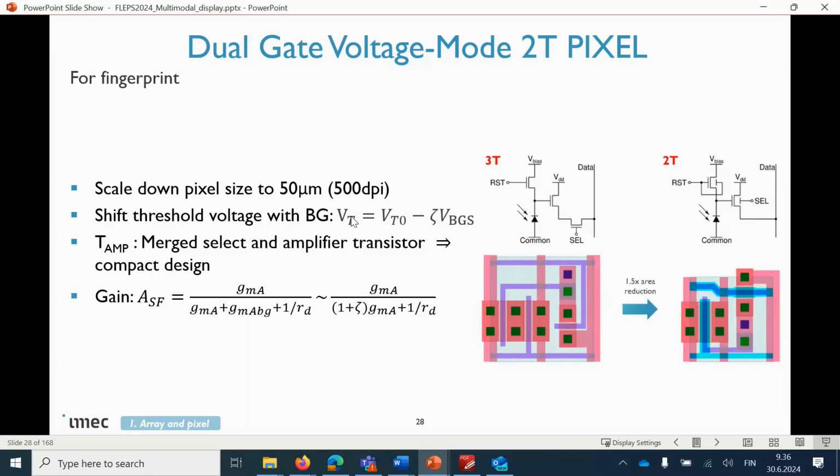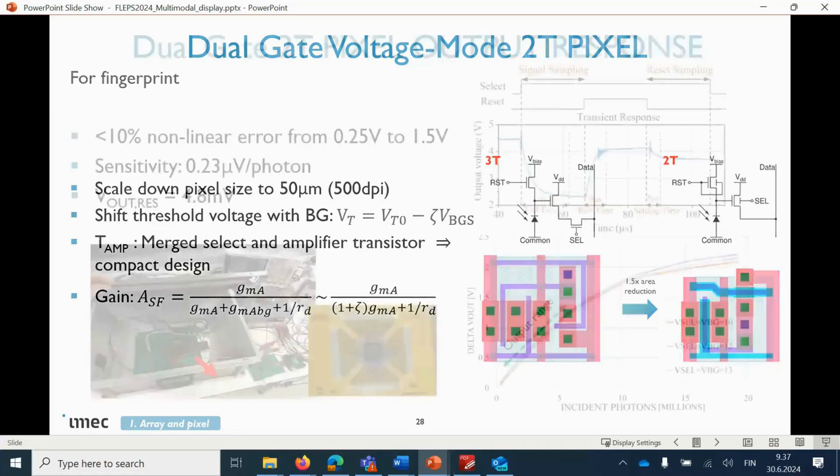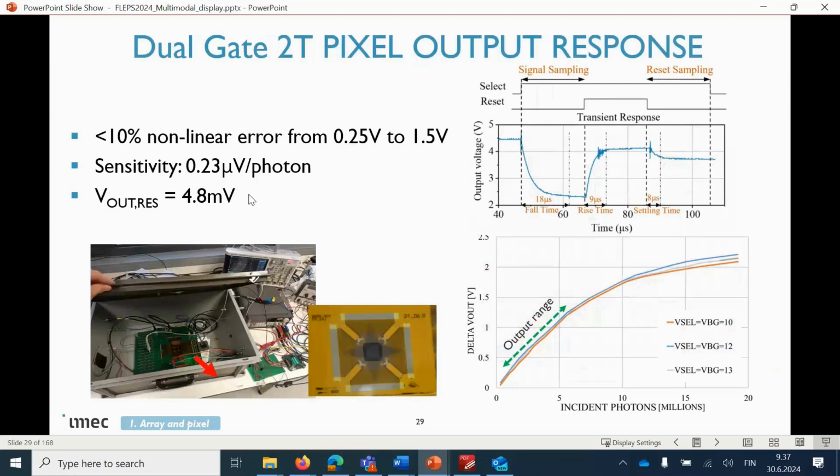Because when you bias this backgate with a voltage, you are shifting the VT of the transistor, so you're turning it off or turning it on when you want. Of course, you have a penalty. You have again a degenerated source amplifier. The gain is lower than in the current mode, for example. But you have a price to pay to reach this 50 micron pixel. And we actually fabricated this and measured it.